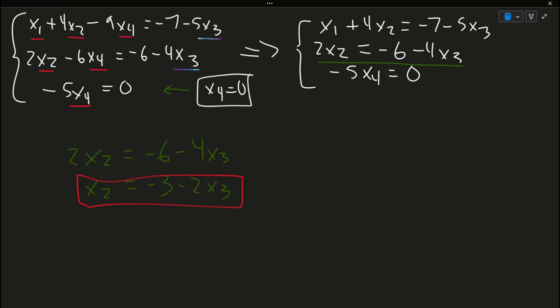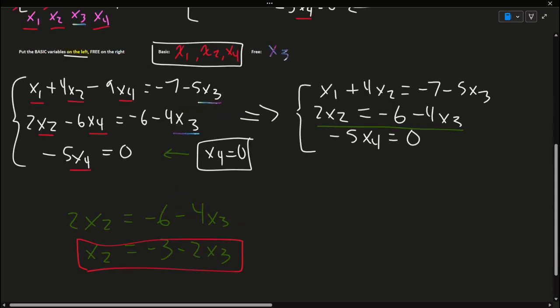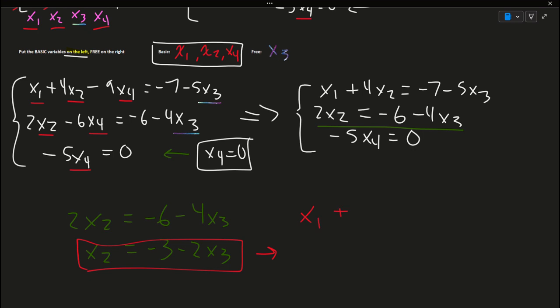And that is our finished second equation, because the basic variable x2 is all by itself on the left, with the free variables on the right. Now we can substitute that back into the first equation to solve for x1 in terms of x3 only. And this gives us x1 plus 4 times (-3 minus 2x3) is equal to -7 minus 5x3. Distributing the 4 gives us x1 plus -12 minus 8x3 is equal to -7 minus 5x3. Combining like terms and putting all the x3s on the right, we get x1 is equal to 5 plus 3x3.